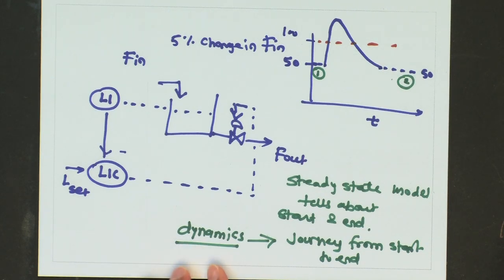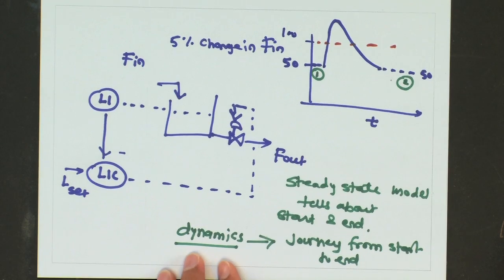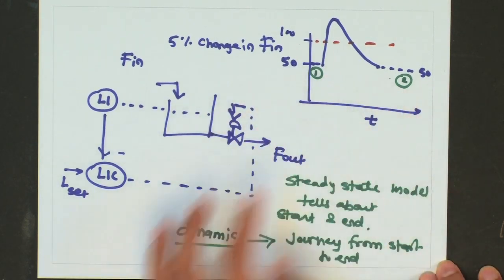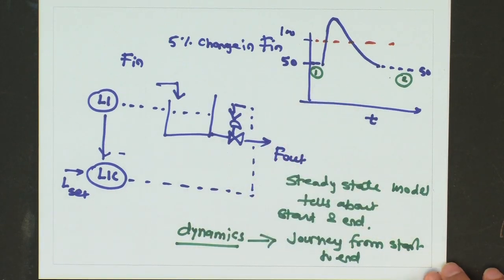So when you talk about control, it is very important not only to know what is the start point and end point, but also what path the system takes from start point to the end point. And that is why a dynamic model is important compared to a steady state model when we talk about process control. For all the other courses in chemical engineering, a steady state model is sufficient to capture most of the relevant details of the system, but not in the case of process control.